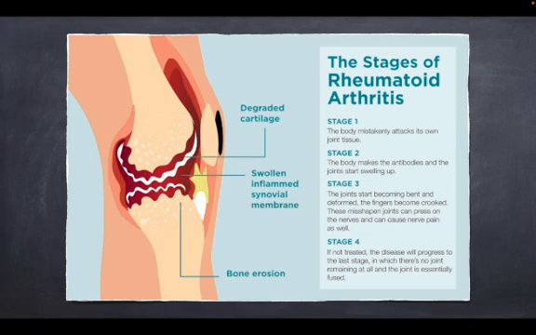Stage 3, the joints start becoming bent and deformed, the fingers become crooked. These misshapen joints can press on the nerves and can cause nerve pain as well. Stage 4. If not treated, the disease will progress to the last stage, in which there's no joint remaining at all, and the joint is essentially fused.